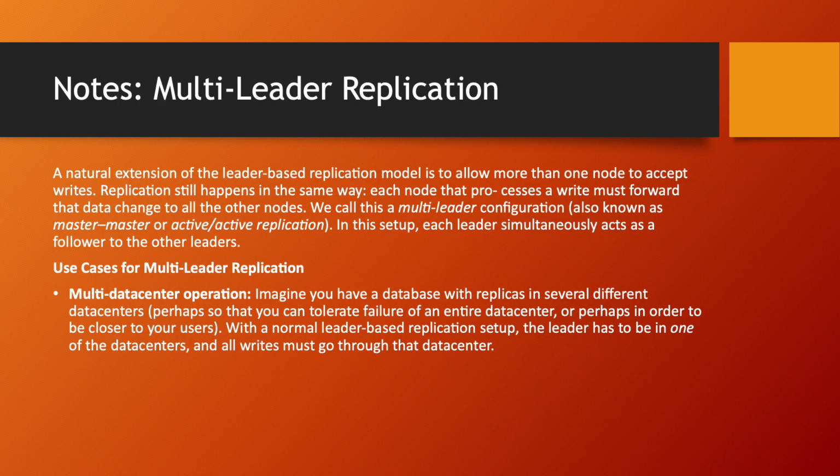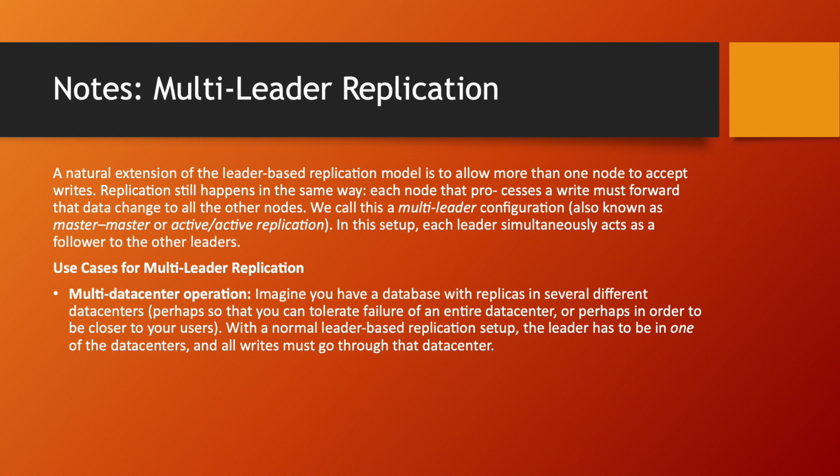Now, let's jump to multi-leader replication. A natural extension of the leader-based replication model is to allow more than one node to accept writes. Replication still happens in the same way. Each node that processes a write must forward the data change to other nodes. We call this a multi-leader configuration, or also master-master or active-active replication. In this setup, each leader simultaneously acts as a follower to the other leaders.